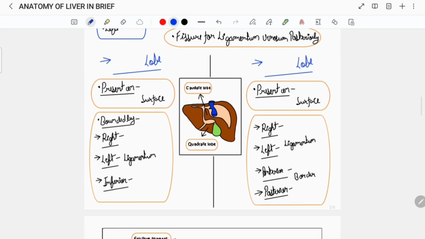Also, the liver is divided into caudate and the quadrate lobe, as you can see in this diagram. The caudate lobe is present on the posterior surface. It is bounded on the right side by the groove for inferior vena cava, on the left side by the fissure for ligamentum venosum, and inferiorly by the porta hepatis.